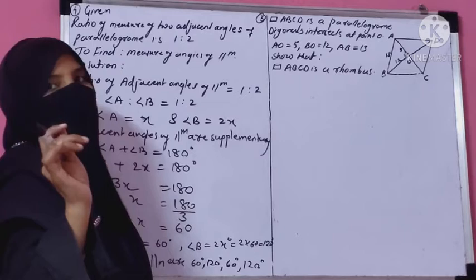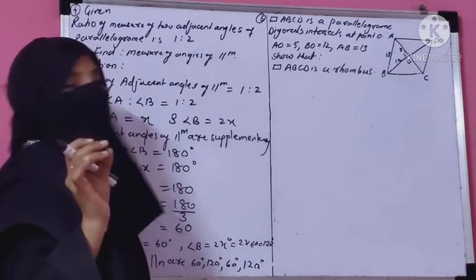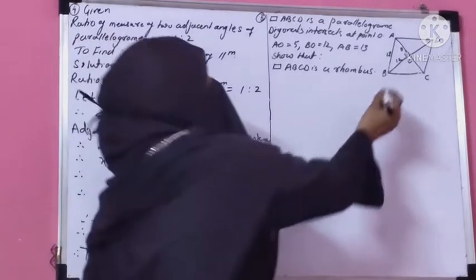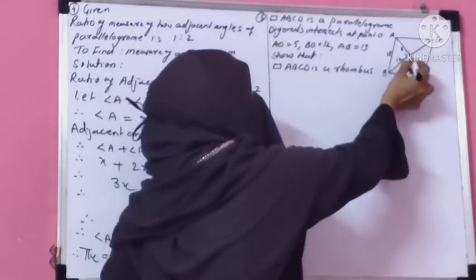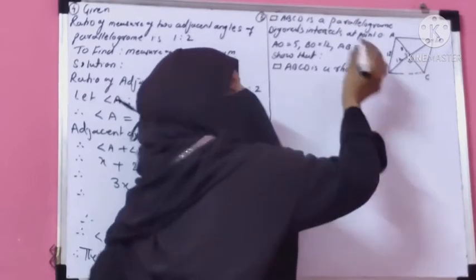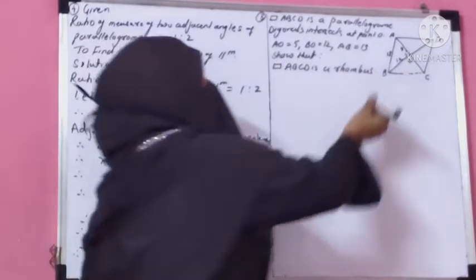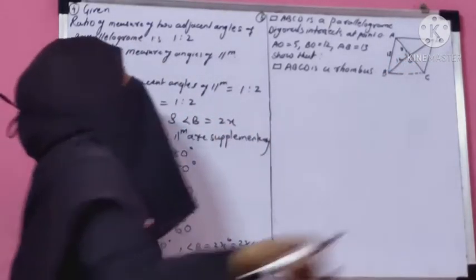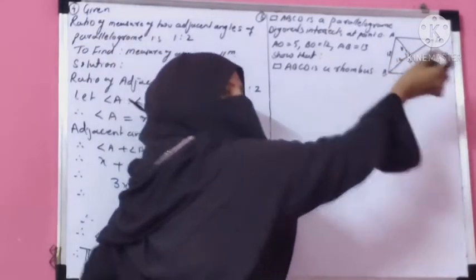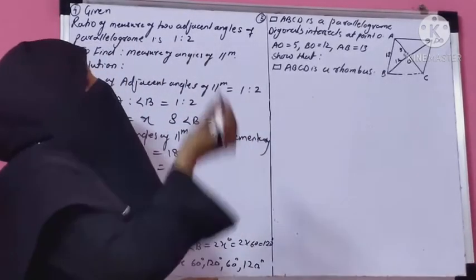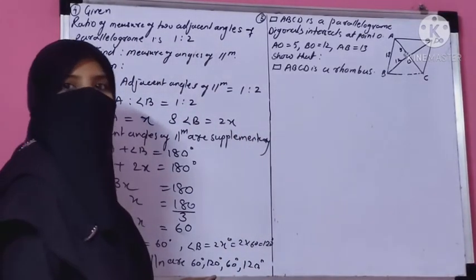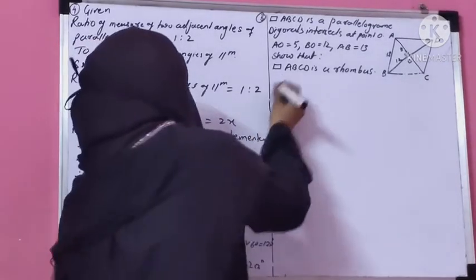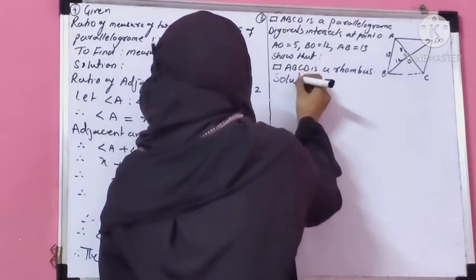In practice set 2.1, we discussed the Pythagorean triplet to prove an angle is 90 degrees. So here the greater side is 13 in this triangle AOB. Greater side is 13, so 13 square. Now the square of the remaining two sides. If these are equal, by converse of Pythagoras theorem, this angle is 90 degrees. If this angle is 90 degrees, that means diagonals perpendicular bisect each other, so this quadrilateral is a rhombus. Okay, so let's start the solution.